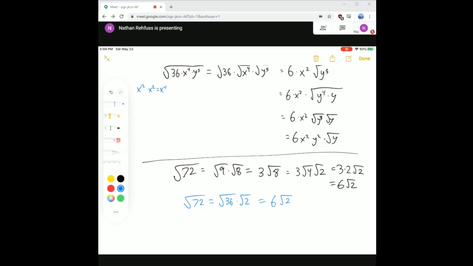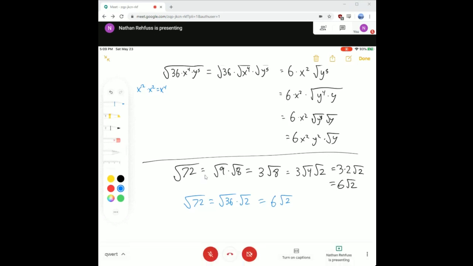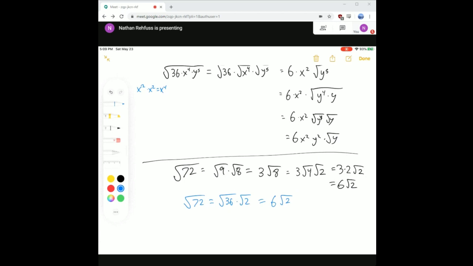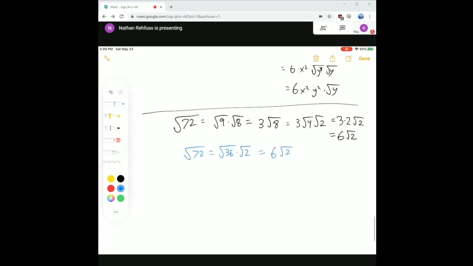Your goal is to pull out all of the square numbers you can from here. So we could pull out a 9 and then pull out a 4. Well, 9 times 4 is 36, so we could pull it all out at once and just pull out the 36. As many square numbers as you can. Up here, 36 was square, x to the fourth was square, and y to the fourth was square, but we were left with a y over. Here we were left with the 2 over. You want to pull out as many square numbers as you can to simplify a square root.